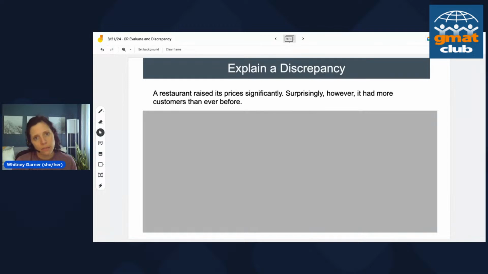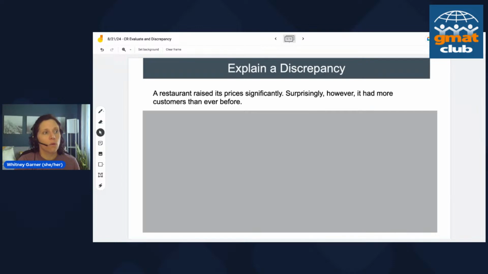The thing is, our researcher is lazy in problems where there's a discrepancy. Lazy, or maybe just doesn't look deeply. Because we could probably start to imagine a lot of reasons why a restaurant would increase their prices and yet still have a bunch of customers, more than they ever had before. This is the world of explain a discrepancy.